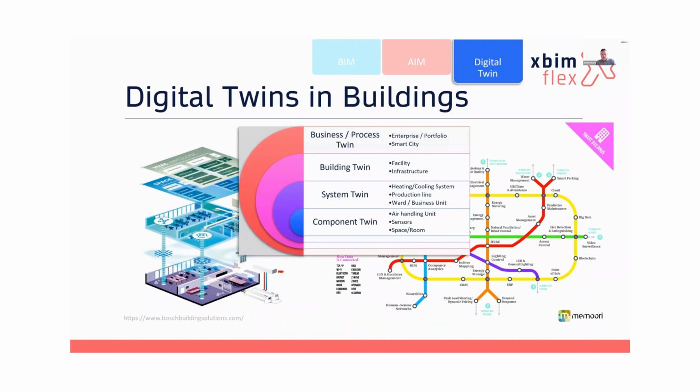Again, twins are at different levels, so they can be down to a component twin, perhaps an air handling unit, or just sensors in a room somewhere. You may be interested in occupation within a room and so on. But more broadly, you tend to be looking at systems, which are groups of these components, whether that be a heating and cooling system, or a hospital ward you want to look over. A level above that, you may want to look at the whole building, or a whole piece of facility. It might be a bridge or a railway line or something. And lastly, at a business level, you may want a complete enterprise and portfolio view over all the goings on in those facilities under your command.